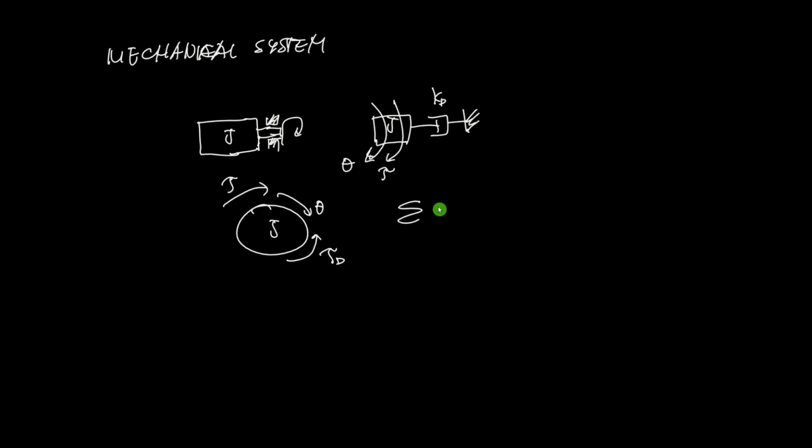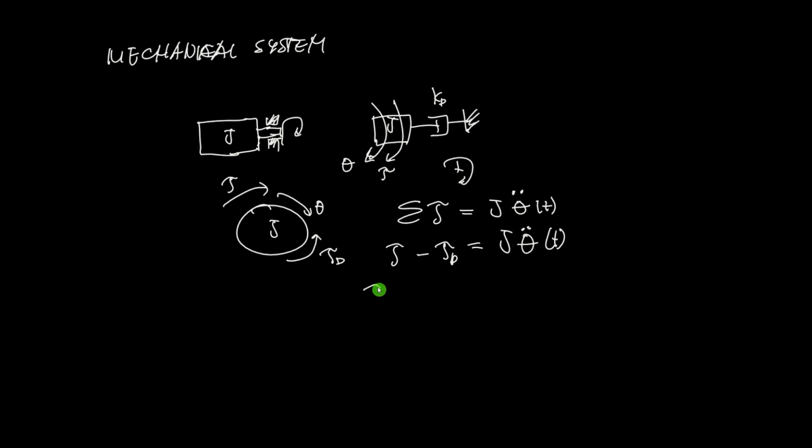Applying the summation of all torques, clockwise direction positive, this should be equal to J times the angular acceleration, the second derivative of the angular displacement. And what are the torques here? We have positive T, tau, and minus the torque due to damping, and this is equal to J theta double dot.